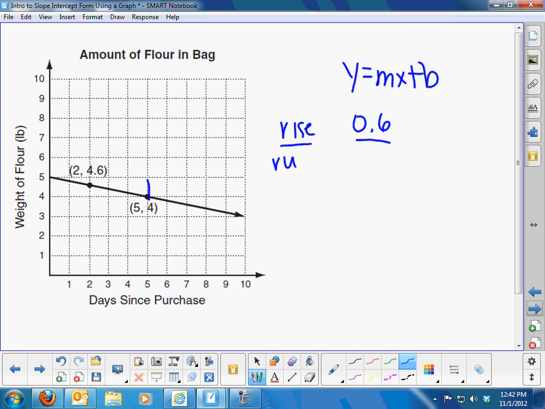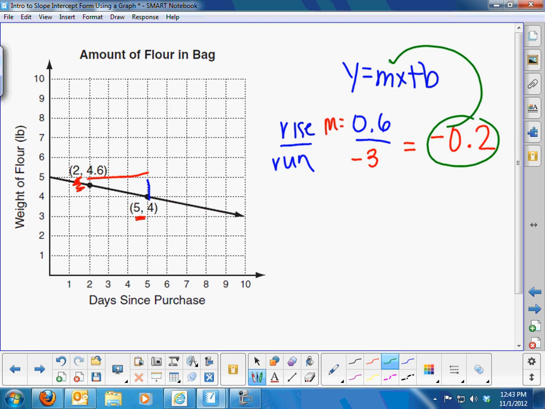Now, how much do I run? To get to my run, I have to go to the left. So how much do I go to the left? Well, I'm going from 5 to 2. 5 minus 2 gives me 3, but I went to the left. Going to the left is negative, so I divide by negative 3. So my slope for this line is 0.6 divided by negative 3, which works out to be negative 2 tenths. So that's what my slope is. I know when I write my equation that I'm going to replace the m with negative 2 tenths.